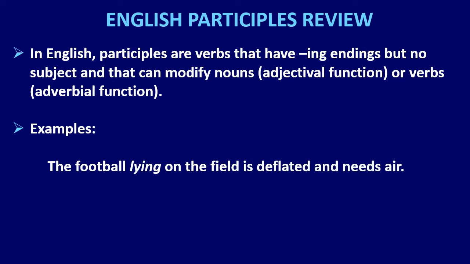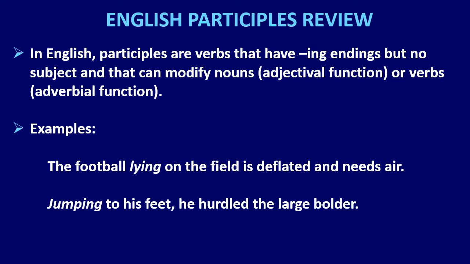First of all, starting with the sentence, "The football lying on the field is deflated and needs air." To lie, like on the ground, is normally a verb, but here it's put in the participle form with the -ing ending. And you'll notice that it's modifying what word? The word football. It tells us something more about the football, and thus it has an adjectival function. And in this next example, you'll see that the participle has more of an adverbial function. "Jumping to his feet, he hurled the large boulder." And of course, jumping is simultaneous with hurled, and so it's modifying the verb there.